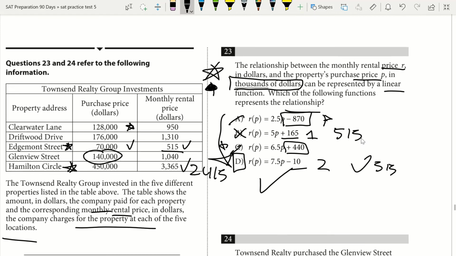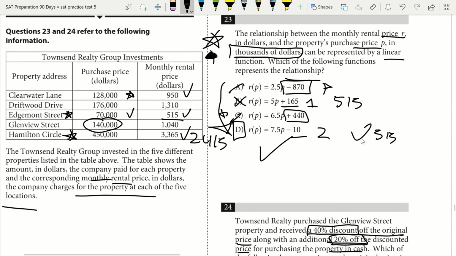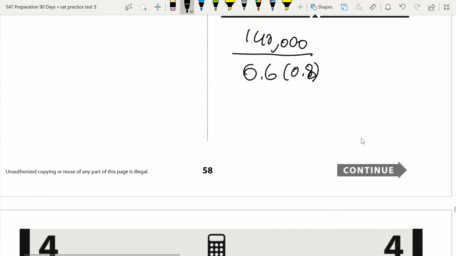So with that, I'll just quick check a couple other ones of these for question 23. So we got 128. We'll multiply that by 7.5. So we'll take 128, multiply it by 7.5, and then we got to subtract 10. When we do that, we get 950, so that one also checks out. At that point, 3 of them have checked out of the 5. That one's going to have to be my correct answer. So at that point, I can just go down to my other one.